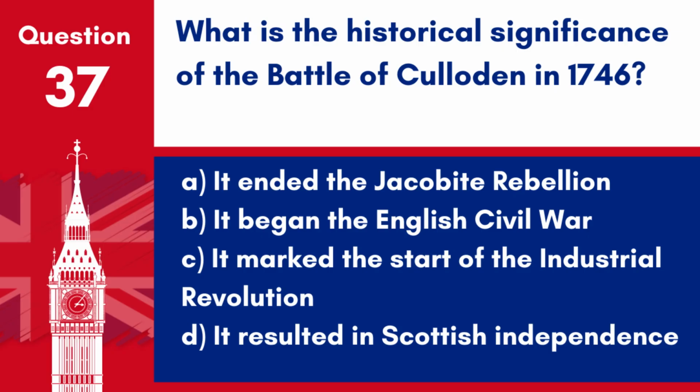Question 37. What is the historical significance of the Battle of Culloden in 1746? A. It ended the Jacobite Rebellion. B. It began the English Civil War. C. It marked the start of the Industrial Revolution. D. It resulted in Scottish independence. Answer. A. It ended the Jacobite Rebellion. The Battle of Culloden in 1746 is historically significant as it ended the Jacobite Rebellion, crushing the last major attempt to restore the Stuart monarchy in Britain, and led to harsh penalties and cultural changes in Scotland.